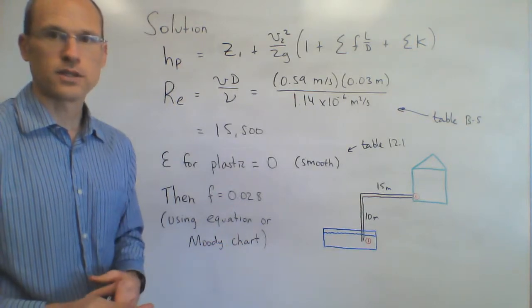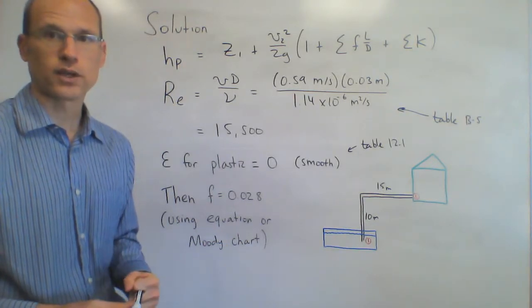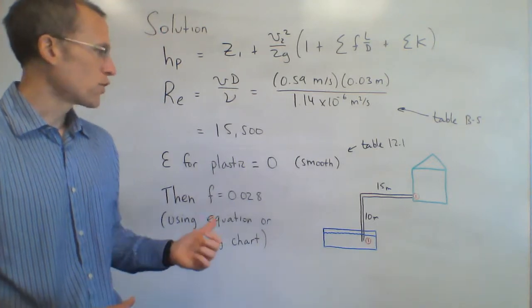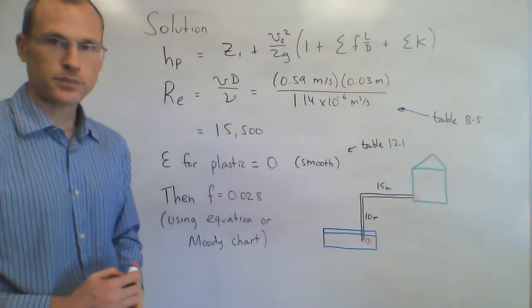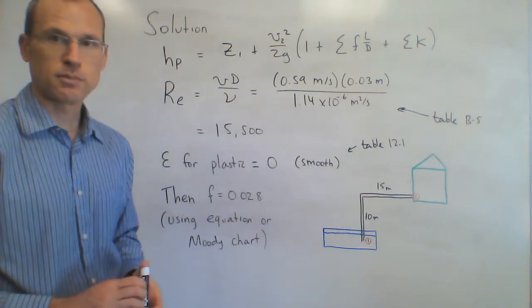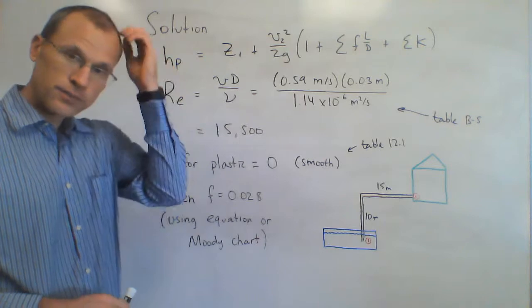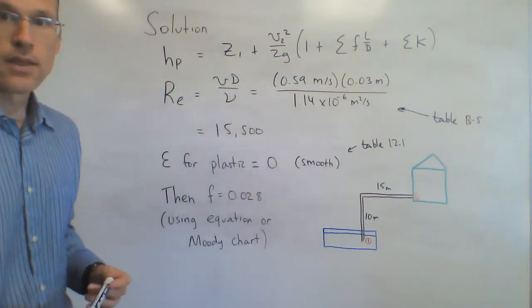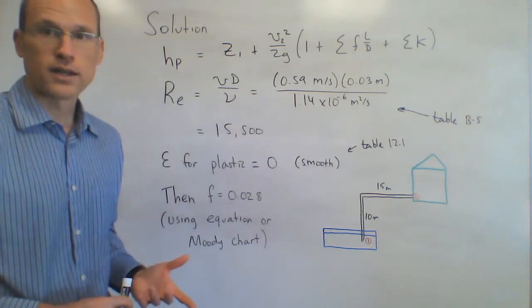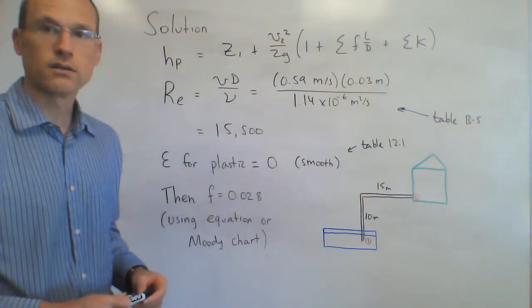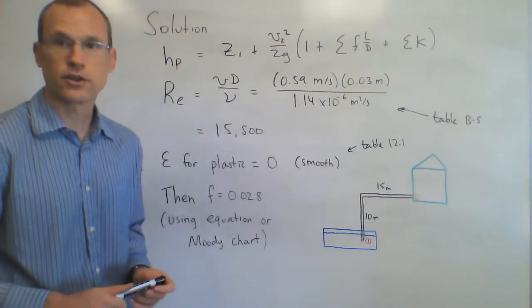So in the turbulent case, you need to use either the Moody chart or one of the two equations. For that, we need the value of epsilon, the surface roughness for this pipe. PVC, it's plastic, it's smooth, so epsilon is 0. Then again, by plugging that into the equation or using the Moody chart, you get an f value of 0.028 for this scenario.